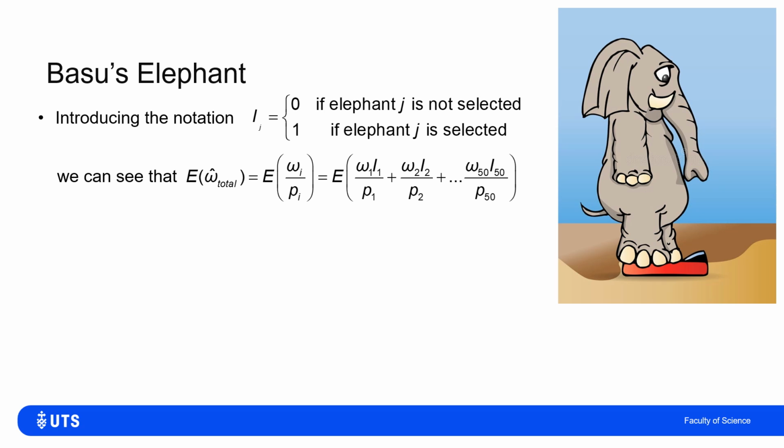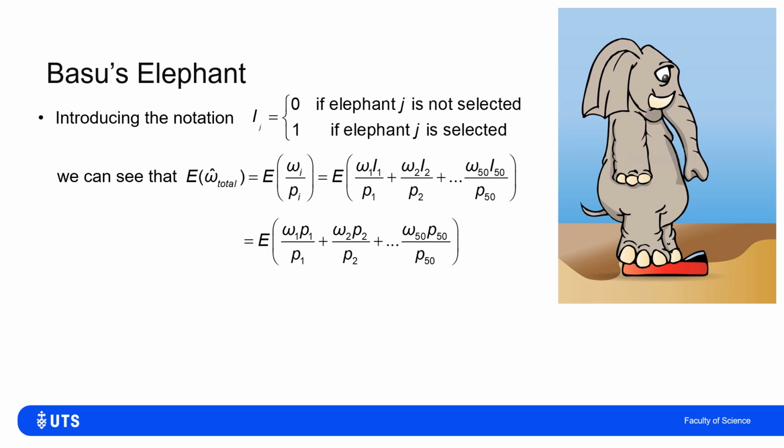Now I can bring in the indicator variables here, because omega 1 times I1 over P1 is going to be either this omega j over Pj, if j is 1, and 0 otherwise, and so on. So I've expanded this one term. Rather than just having the jth term, I've got all 50 terms, although 49 of them will be multiplied by 0, so will disappear. So it'll be left with the same thing. But the critical thing here is asking, what's the expected value of each indicator variable? Well, each indicator variable is a 0 or a 1, so its expected value is just the probability that it is a 1, the probability that I pick elephant j, so it's Pj.